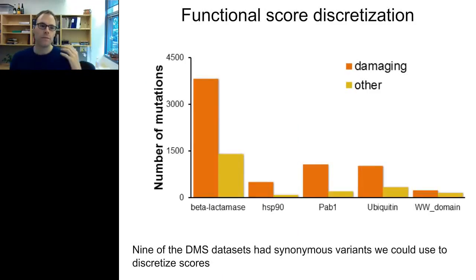So now we have our training data for a classification model. Just to show you what the functional score discretization looks like for a number of the other proteins in the training data set, you can see that in general we have more damaging than other mutations to different degrees with different proteins. This can be a reflection of data quality, and there are some deep issues that we don't have time to get into here. But this is what we saw.